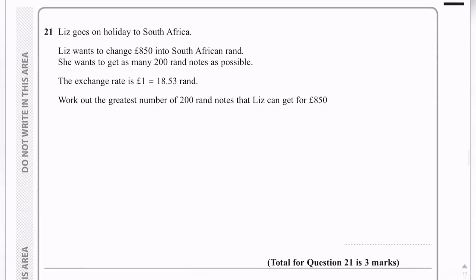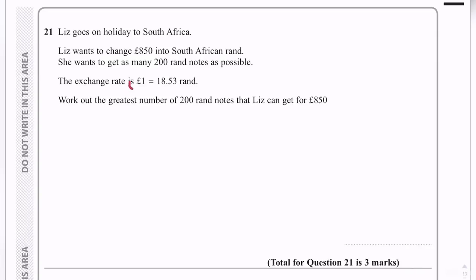Right, so Liz goes on holiday to South Africa. She wants to change £850 into South African rand, and she wants us to get as many 200 rand notes as possible. The exchange rate is £1 to 18.53 rand. What's the greatest number of 200 rand notes that she can get for her £850?